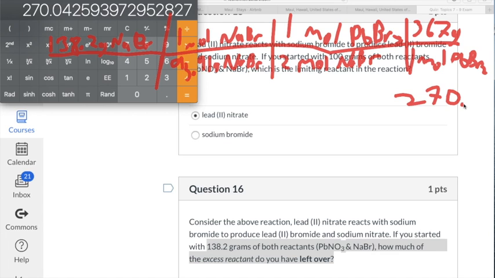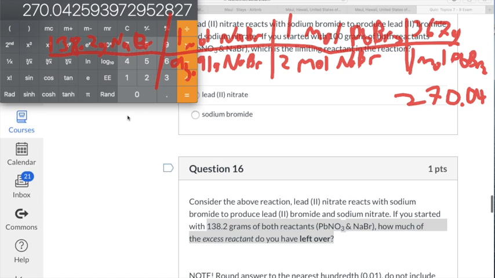0.04. So sorry, we have to subtract this from the other one to figure out how many excess grams we have. I guess we could have done it the other way too. It doesn't really matter. That's okay. There's multiple ways of doing this problem.